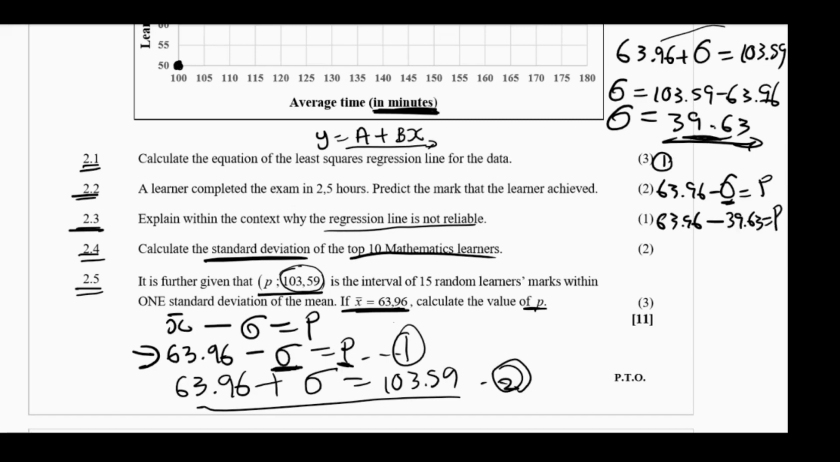39.63 is equal to p. So when you subtract these two numbers, you're supposed to get 24.33. So that is the answer for p.